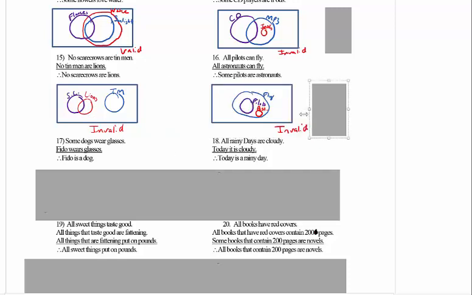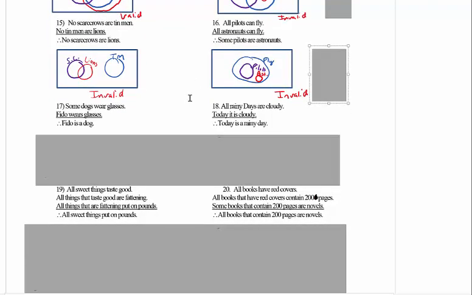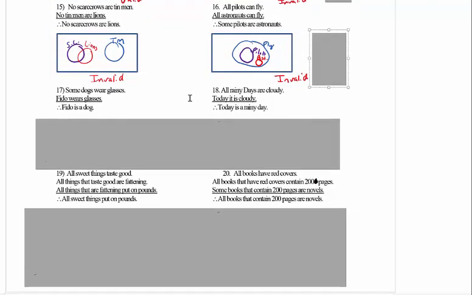16, all pilots can fly. So pilots are inside the blue circle, fly. All astronauts can fly. So that just means the astronauts have to be in here. We do not want them to overlap. So again, we had choices on this one. I drew it so that it didn't work, but always double check that it worked for your statements. And be careful with the word all. All of the first have to be in the second. So go ahead and do the last 4.